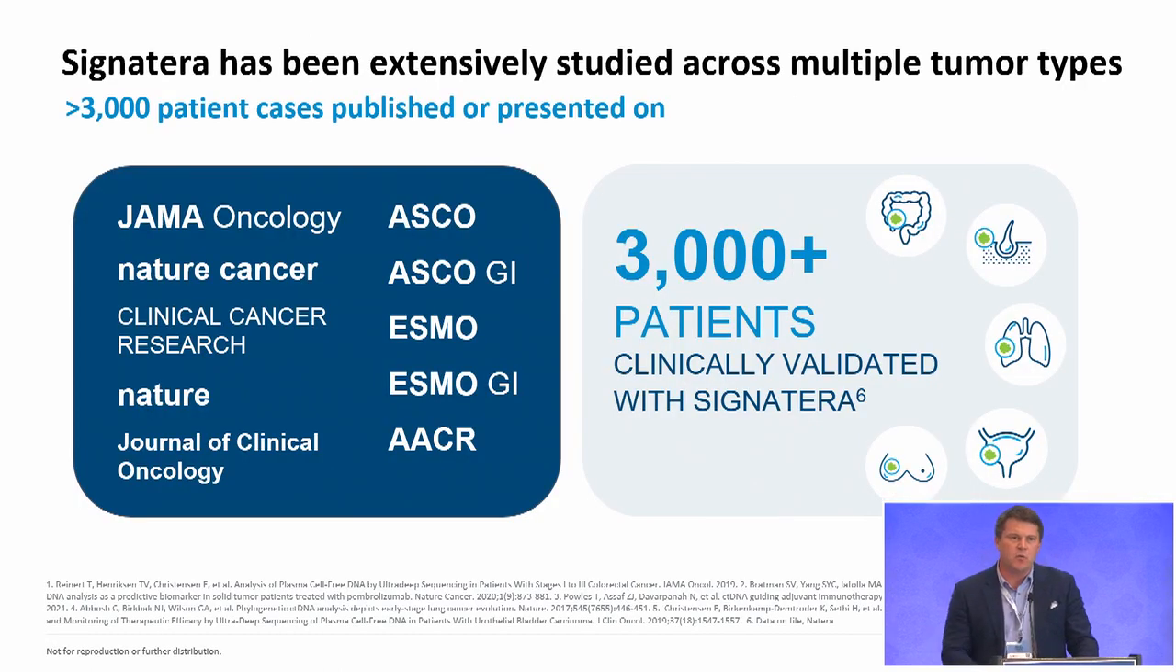This field has really moved extremely quickly. So just in the last few years, there are countless publications that are coming out, and even for folks in the field, sometimes it's hard to keep track of all of the new work that's being presented and published. Just with Signatera alone, in the last few years, you can see the body of evidence that's been generated, now including over 3,000 patients and over 10,000 time points that have been looked at in patients with solid tumors.